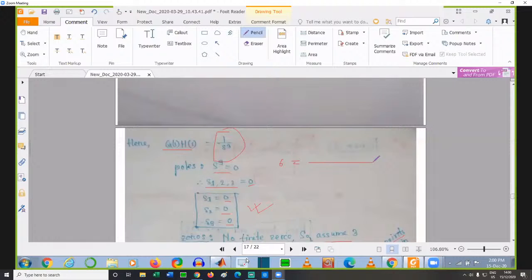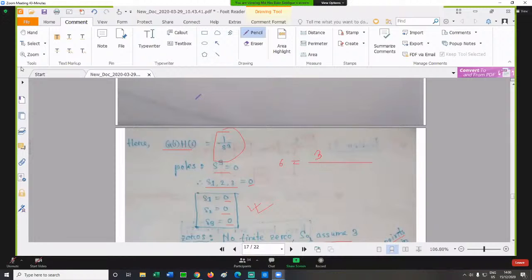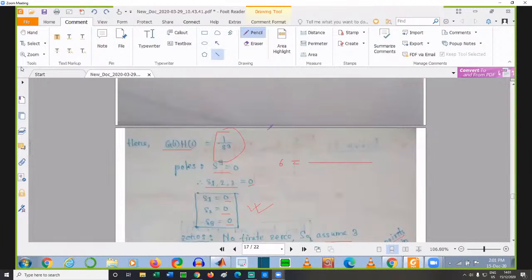Sigma equals the number of finite poles. How many finite poles are there? Sir, 3. Sorry, it is the summation of finite poles, not the number. Summation, yes, sir.